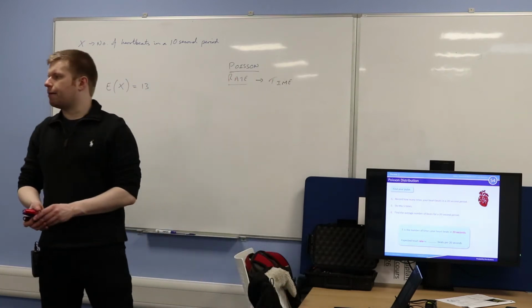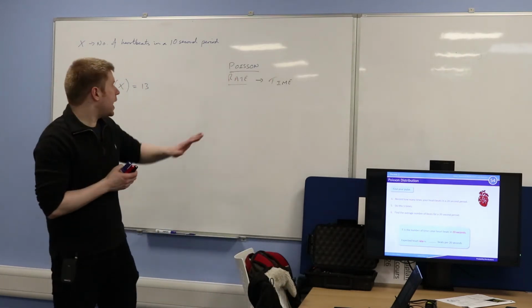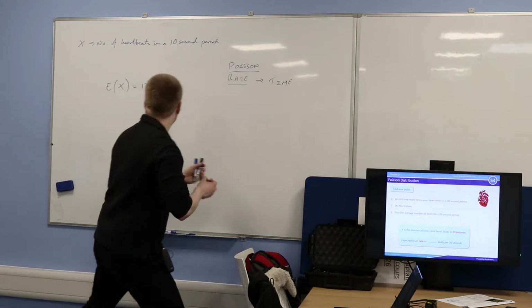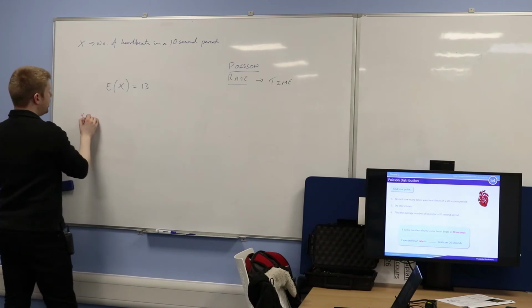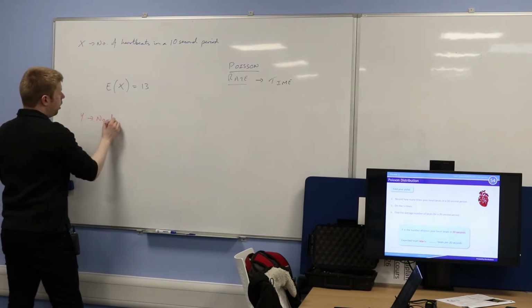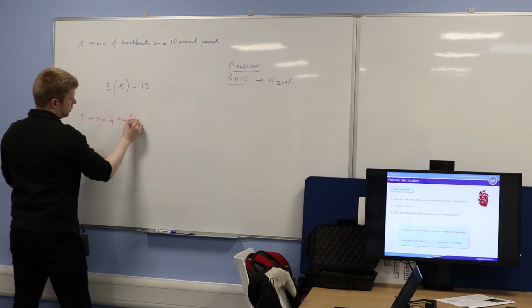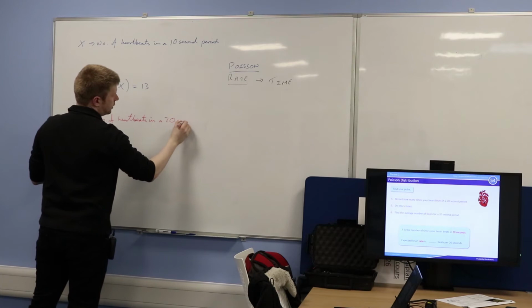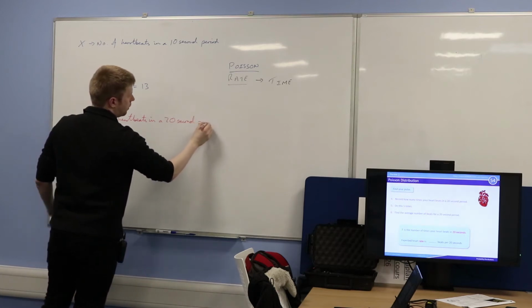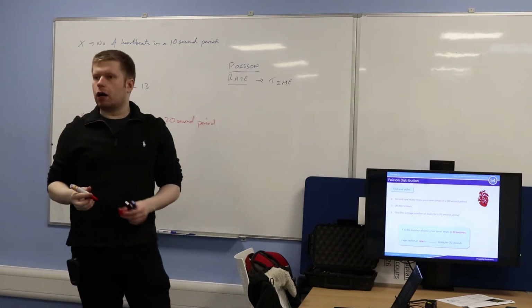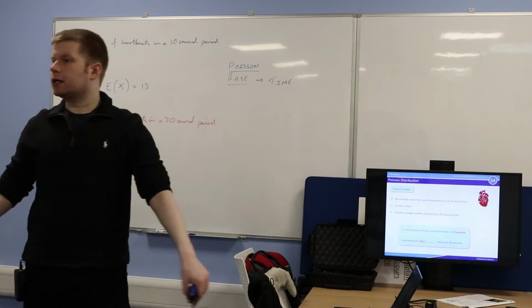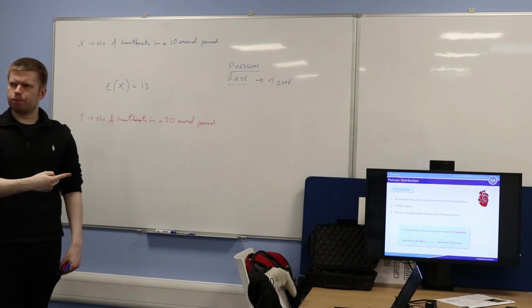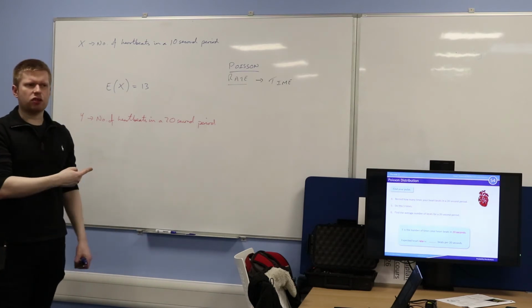Now, what if I wanted to do it again? What if I wanted to do it not for a 10-second period, but change the period to maybe 20 seconds? So let's define another random variable. Let's say Y is the number of heartbeats in a 20-second period this time. I could get you all to stand up and do it again, but this time count for 20 seconds instead of 10 seconds. But do I need to? Do I need to do this experiment again?